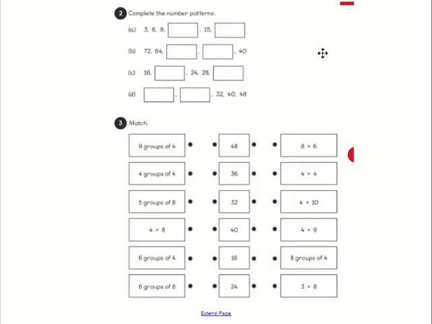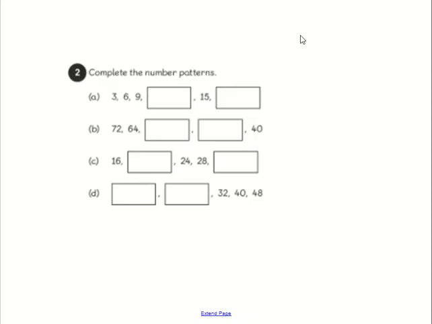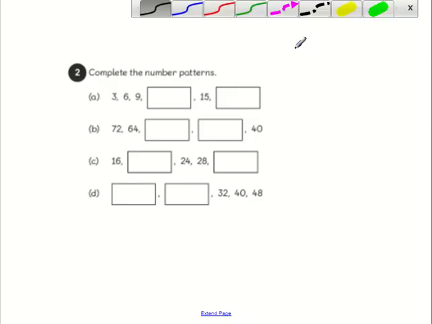Okay, so now I'm moving on to number patterns, which is this top question here. I'm just going to zoom in so we can see the question a bit more clearly. Okay, brilliant. That's a bit clearer now, isn't it? So the first thing I need to do is work out what my pattern is going up in. So let's read the first one together.